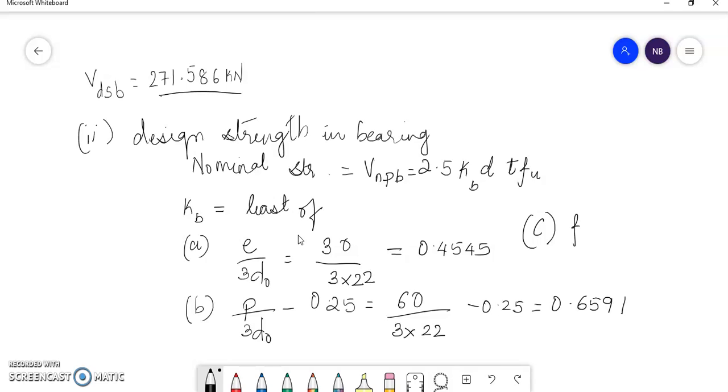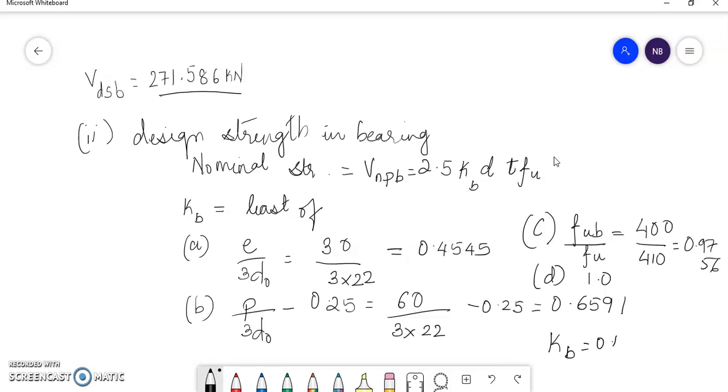The next is f_ub upon f_u, 410. This is 0.9756, and d is 1. So the value of k_b has to be the minimum out of these three options. So the minimum here is 0.4545, and k_b will be 0.4545.